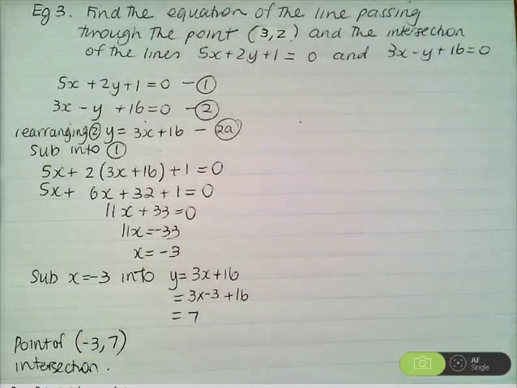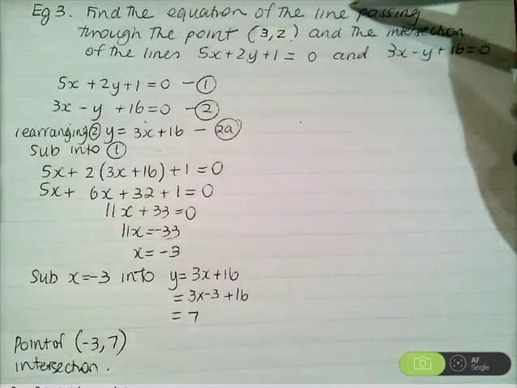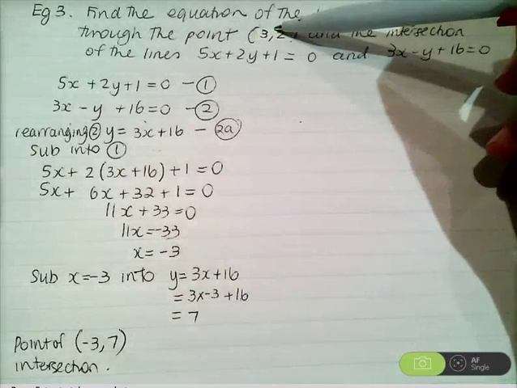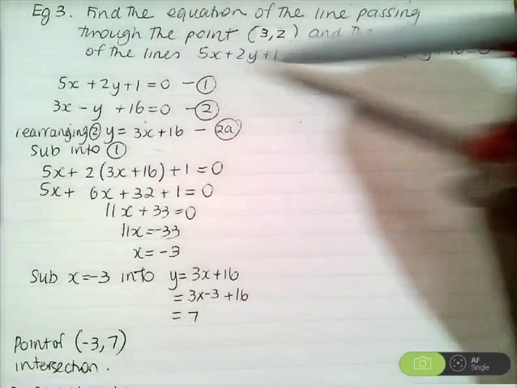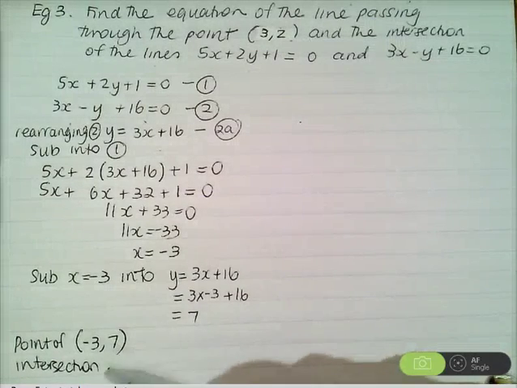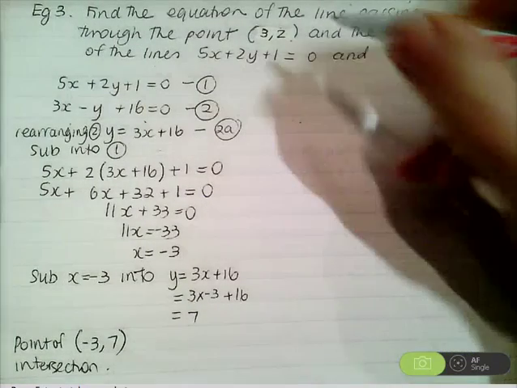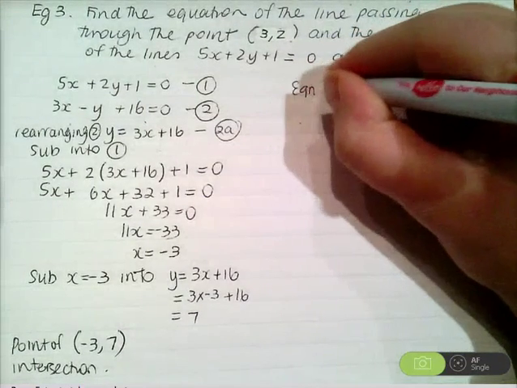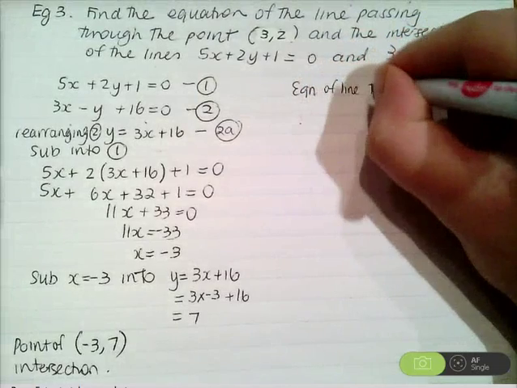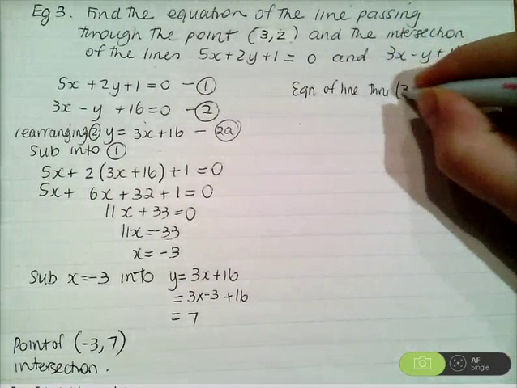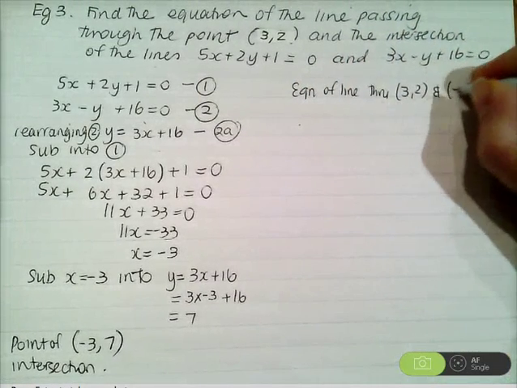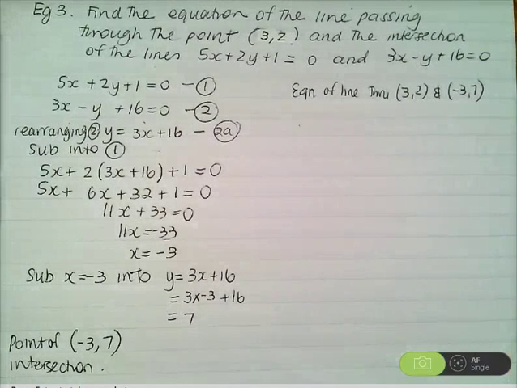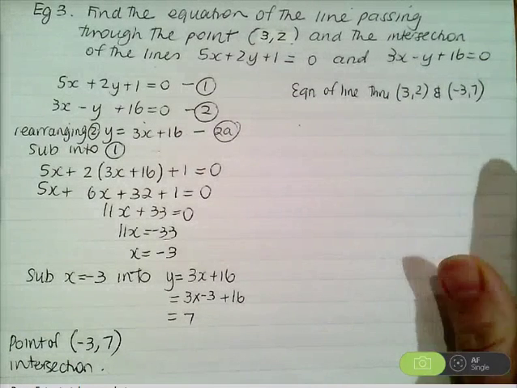So remembering what the question is, the question says find the equation of the line passing through the point 3, 2 and the intersection of these two lines. Now the point of intersection of those two lines is -3, 7. So what I really want now is the equation of the line through the points 3, 2 and -3, 7. So the question now has just become that.